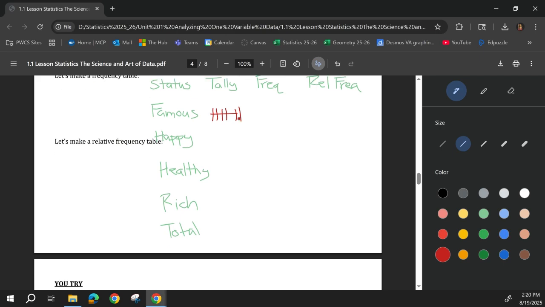We have 21 for happy. Okay, and in this frequency column, I'll have to slide over here a bit. We would just write the number, so 7 and 21. For healthy, we had 4. And for rich, there was 8. Again, I'm going very fast. If you want to pause and do this on your own to make sure that you get the same numbers, that would be a great idea. And we should have a total of 40 because that's the number of pieces of information we have.